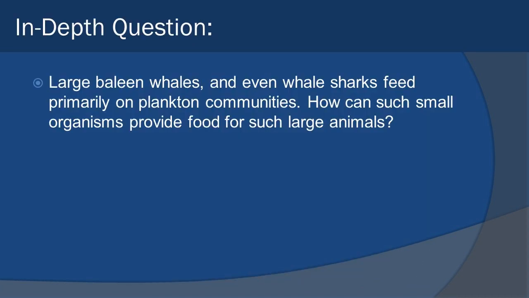So it's time to throw it back to you. Here's your in-depth question. Large baleen whales like gray whales and blue whales and humpbacks, and even whale sharks feed primarily on plankton communities. How can such small organisms provide such food for the large, massive organisms, some of the largest on the planet? That's what you're going to have to think about.